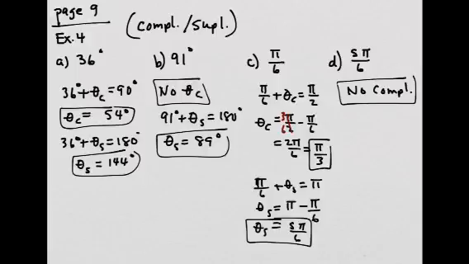Okay? But we could find its supplement. 5 pi over 6 plus the supplement is pi, because 5 pi over 6 is less than pi, right? So we can subtract 5 pi over 6 from both sides, and we get minus 5 pi over 6. So the supplement of 5 pi over 6 is pi over 6.